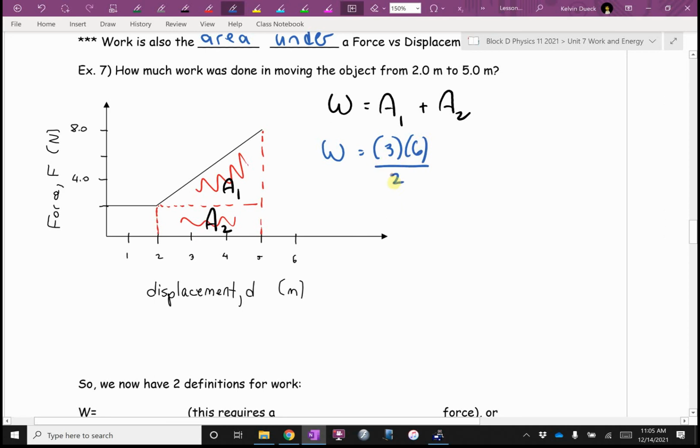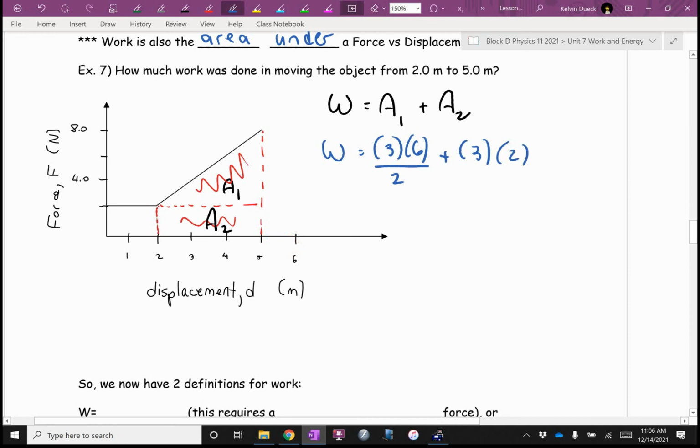Base times height divided by 2. Oh, that was painful. You're going to redeem yourself because what shape is the second area? What's the area of a rectangle? Okay. What's the length? You can look at your paper, it's on your sheet too. 3. What's the height? That's this distance right here.